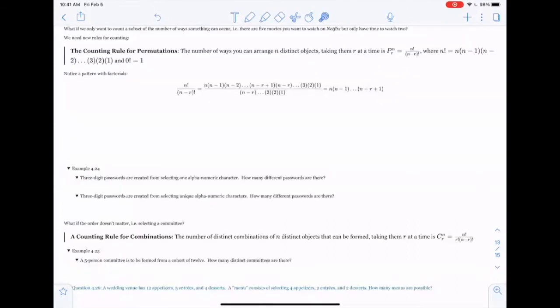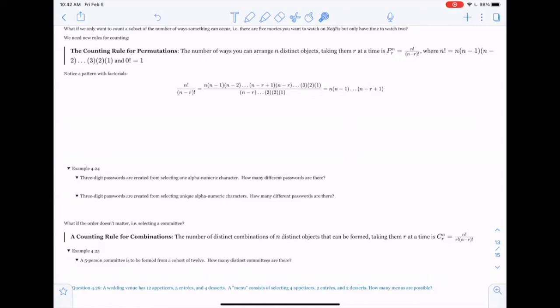Those methods work really well if we want to select one item from a list or from a stage. But what if we wanted to count a subset of the number of ways? For example, what if we wanted to select 2 appetizers from that group or 3 desserts from that group? Maybe we have a lazy Saturday, and there are 5 movies on Netflix we want to watch, but we only have time to watch 2 of them. How many different ways can I select 2 of these 5 movies to watch? We're selecting a subset, and we need new counting rules.